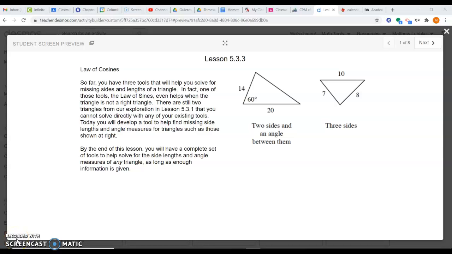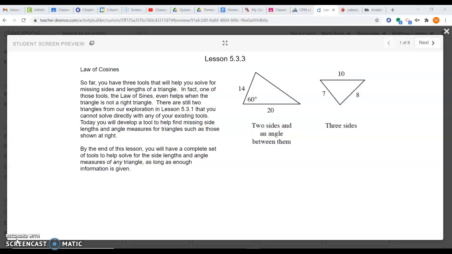All right, here's my video guide for lesson 5.3.3, and we're going to focus on the law of cosines. In the previous lesson, well, 2 lessons ago actually, we realized we had some triangles that we couldn't solve. And 2 lessons ago, we realized that only right triangles we had tools for. And so in the last lesson, 5.3.2, we found out this law of sines.